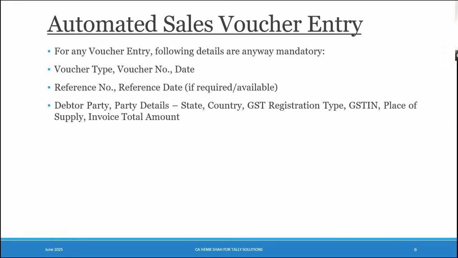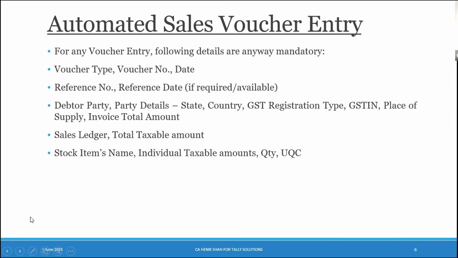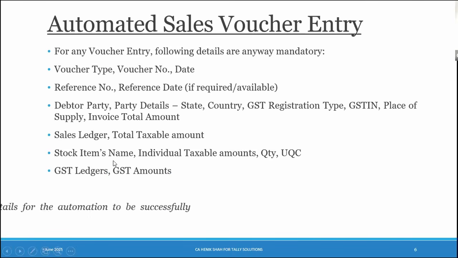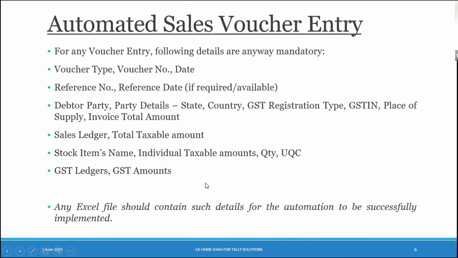As I was mentioning, you get your bill to, and in case of consignee, you get your ship to as well, whenever you're entering some transactions in Tally. Sales ledger. Obviously, what is the sales ledger? In our sample case, it was sales taxable. You may be having multiple. Stock item names, individual taxable amounts, quantity, UQC, GST ledgers, GST amounts. See, this is the rule of thumb. Any Excel file should contain such details which are mandatory for automation to be successfully implemented.